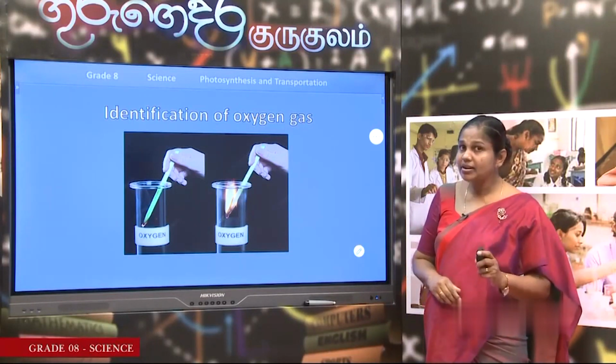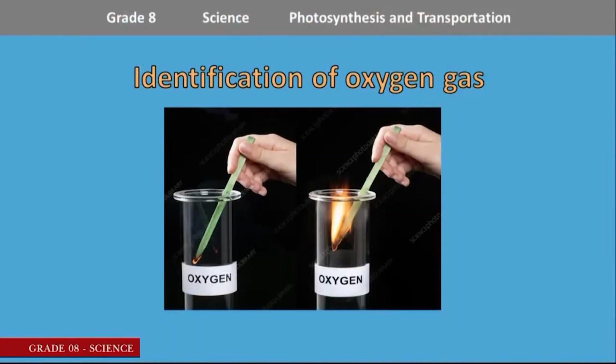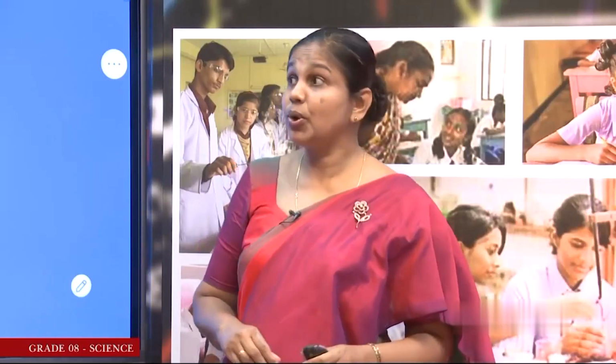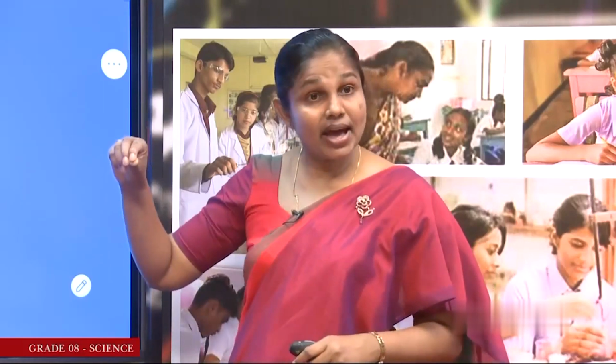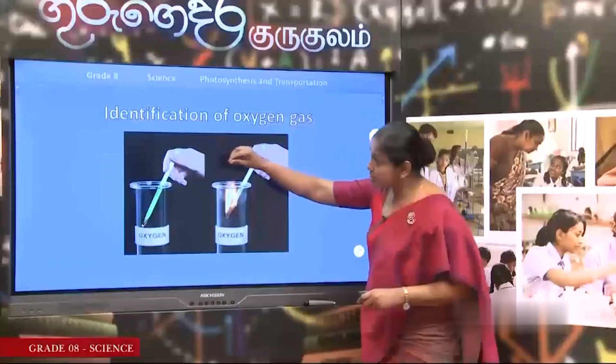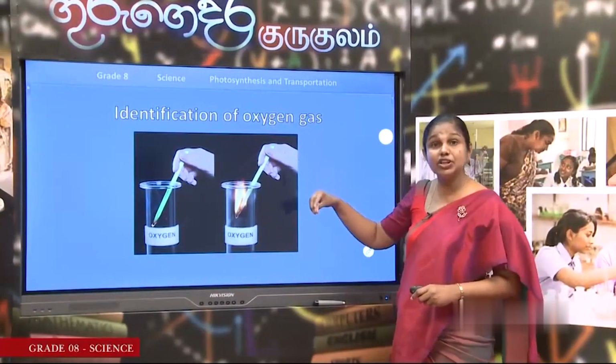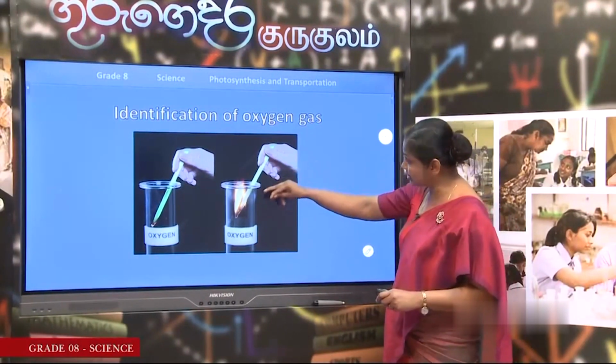Just burn the ekel first and put it off. The flame must be off. Once the flame of the joystick is off, what do you see, children? You can see a glowing spark in it. Then you must insert that splinter with the spark into this test tube containing oxygen.